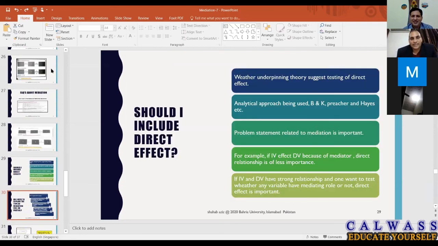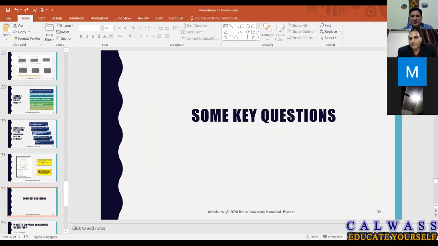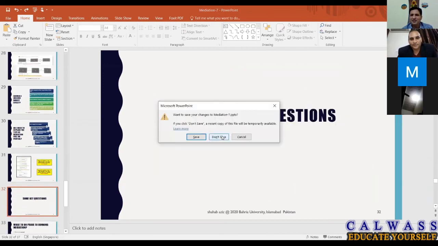And in research, we do everything with justification. We are not doing anything of our own sweet will. We do everything just because it is required and it is justified. So if you don't have any justification, don't include that.